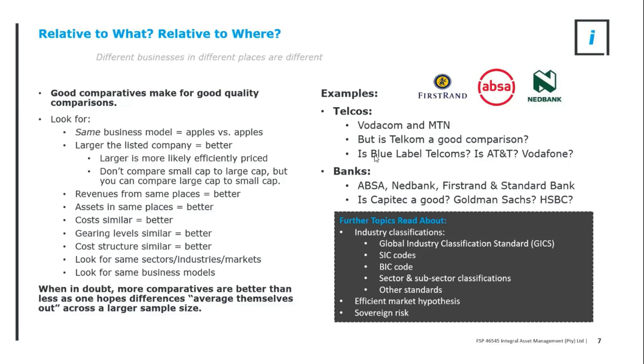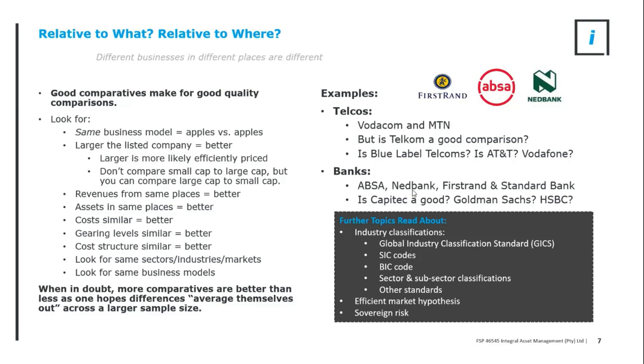Are they comparable? We could look a little bit further into Blue Label, but Blue Label doesn't have a telco's license other than an indirect written off stake into Cell C. Its core business is distribution. So this is a totally different business model, even though it's listed in the same sector. So we could look at AT&T and Vodafone, but once again, revenue and assets are not in the same place. Those are offshore. So consider these things in looking at comparatives.